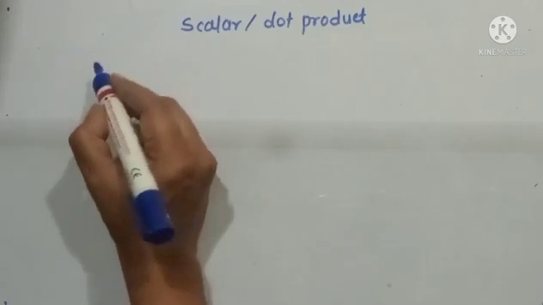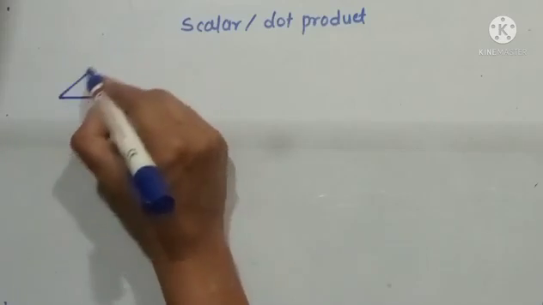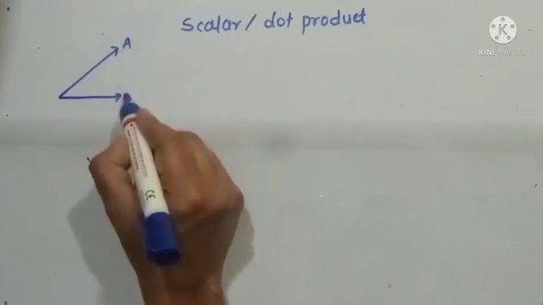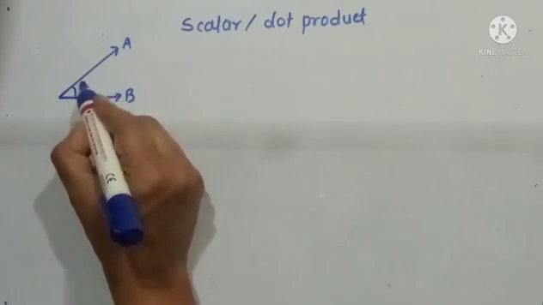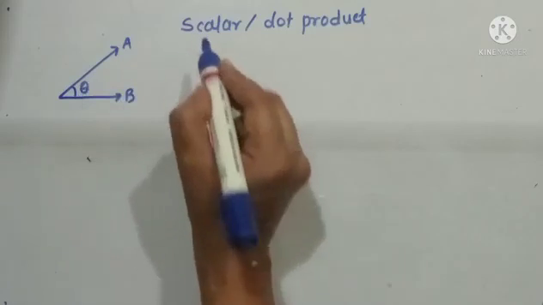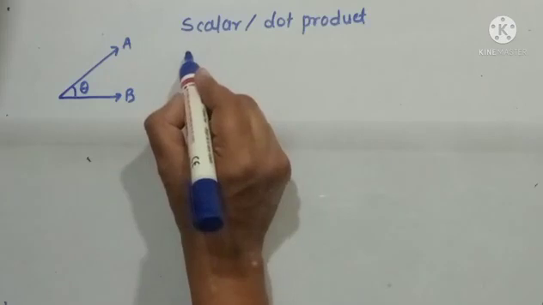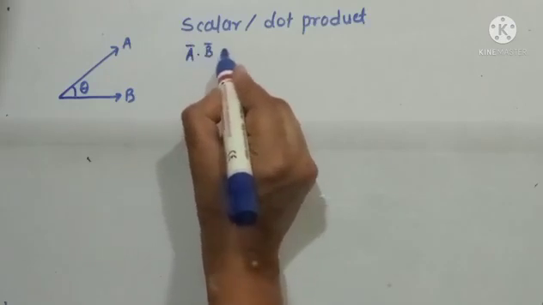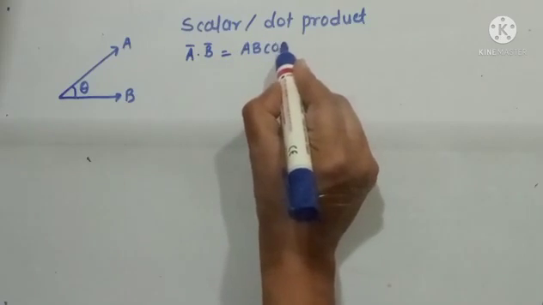Suppose there are two vectors, vector A and vector B, and these vectors make an angle theta with each other. Then the scalar product of these two vectors is defined as vector A dot vector B is equal to AB cos theta.